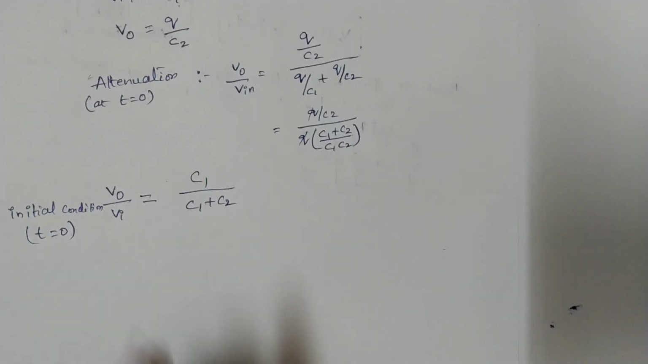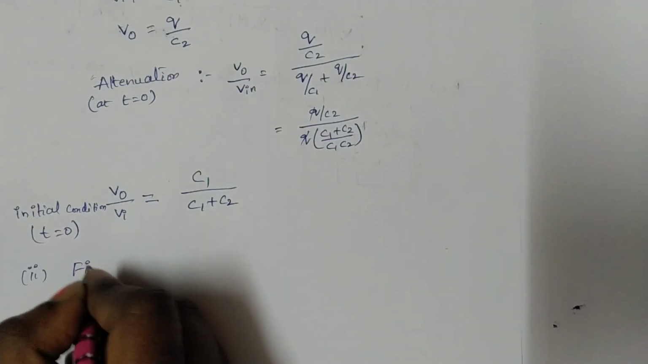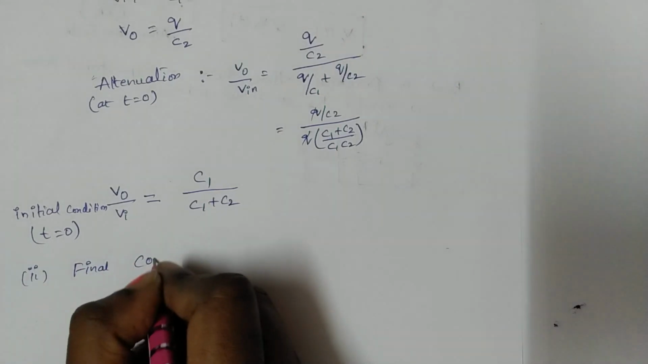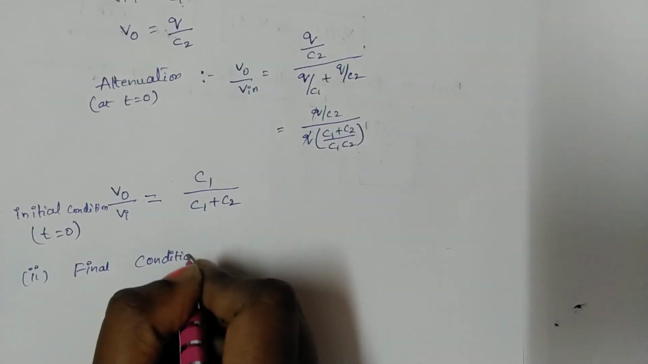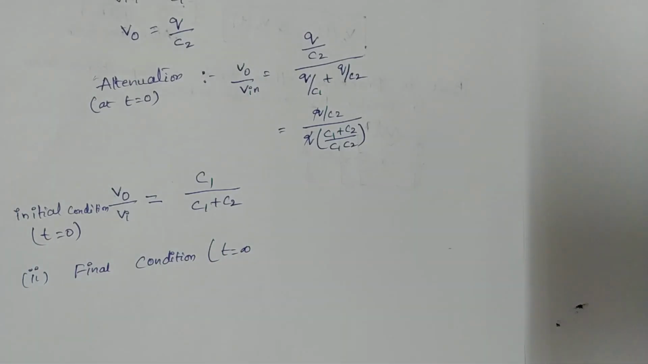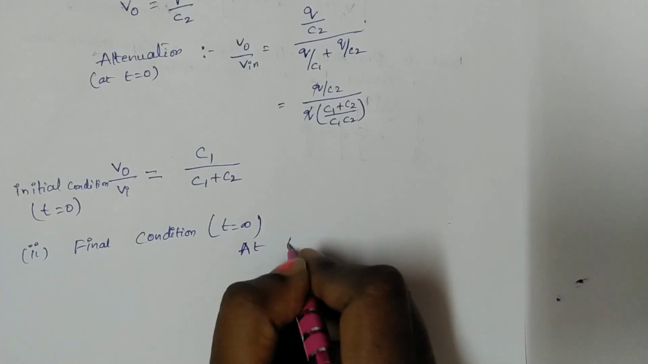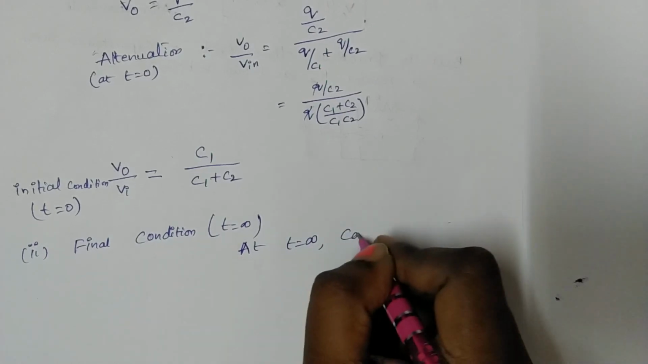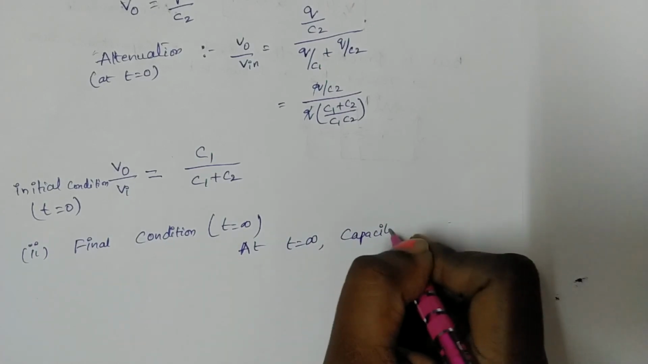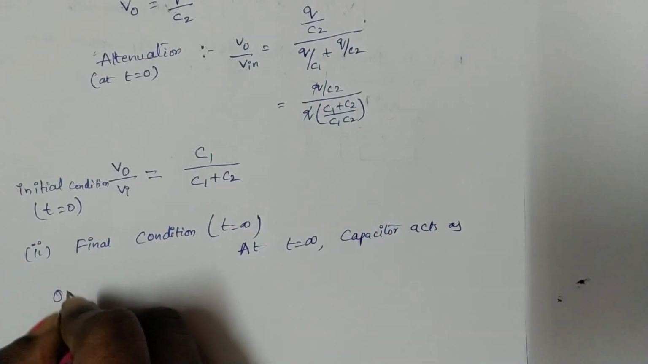Okay, this is the first condition, the initial condition. Now we have to find the second condition, that is the final condition, t equal to infinity. At t equal to infinity, the capacitor acts as an open circuit.